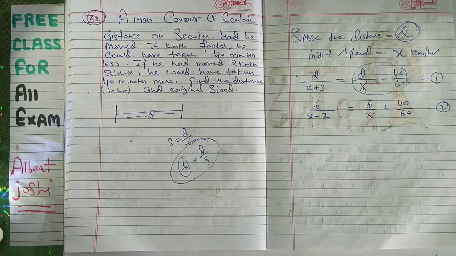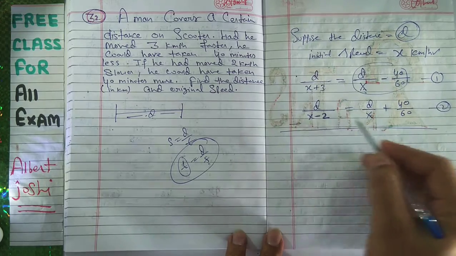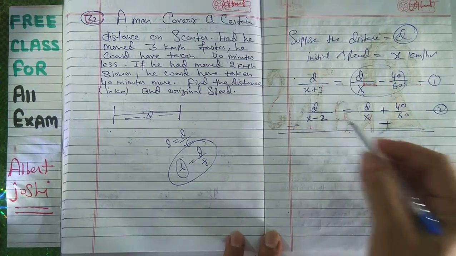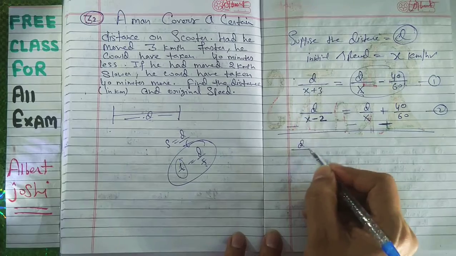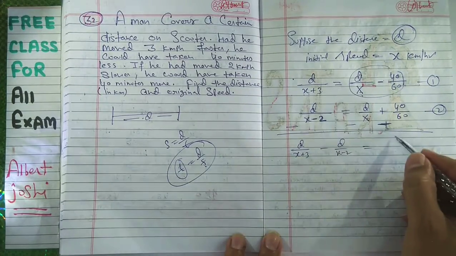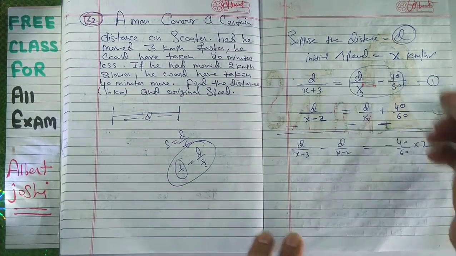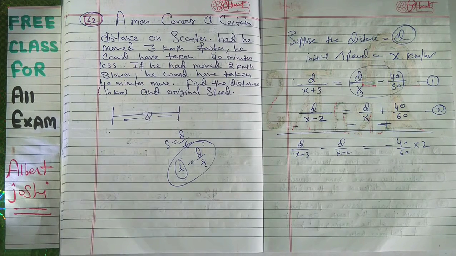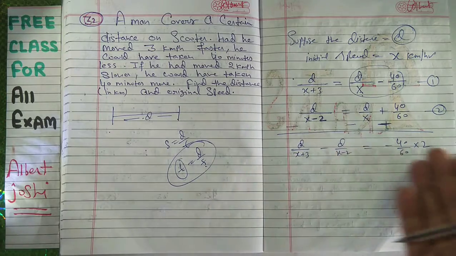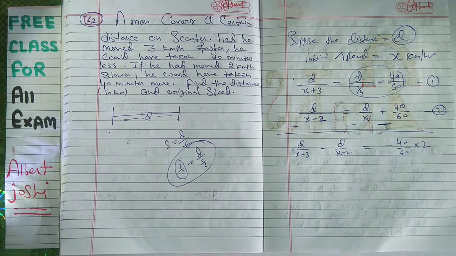We can also do it like that. Subtract: d upon x plus 3 minus d upon x minus 2 is equal to, both d upon x cancel, and this is both minus 40 upon 60 into 2, because both are the same. Now you can calculate. You will get a relationship between d and x, then you can put it here and you will get the result for d and x.